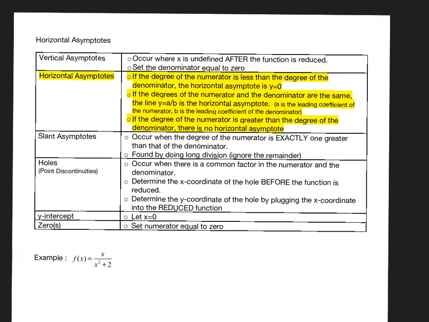Let me get a pen here. Hold on. There we go. All right, so there's 3 different scenarios on how to find horizontal asymptotes. So I have 3 examples, all right? We're going to do one of each.